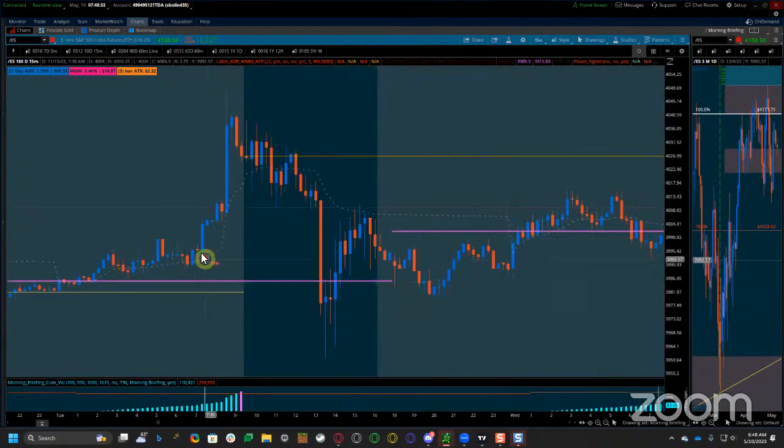So we had an economic event. They kind of started to front run it. 8:30 hit. We spiked. We had one very clean print to the upside.